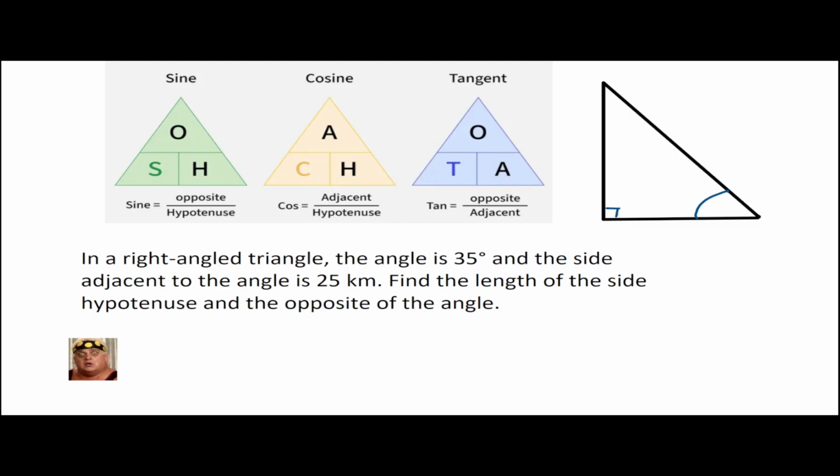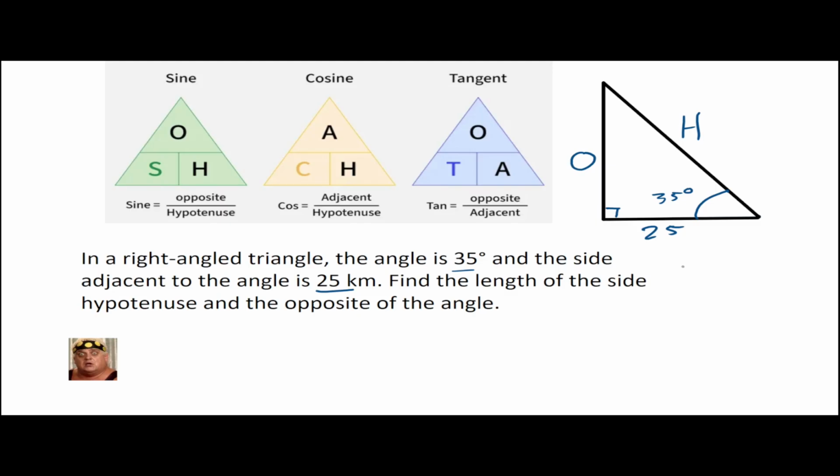So this one, the angle here is 35 degrees. By the way, we'll always get in the habit of drawing the triangle. Even if you're like me and you have no artistic bone in your body, it always helps you see what you're dealing with. It tells us that the adjacent side is 25 kilometers, and then asks you to find the hypotenuse side. Let's just call this H, and the opposite side, O. Alright, let's find the hypotenuse first.